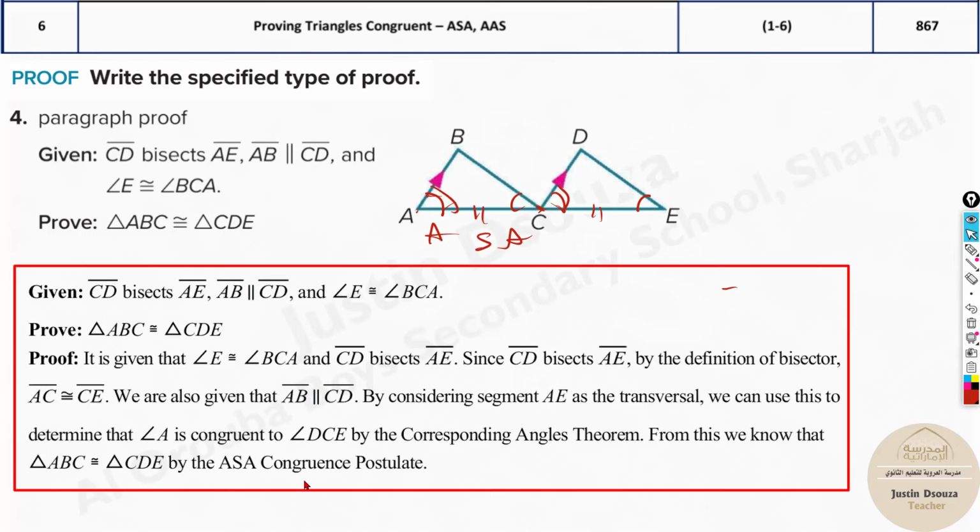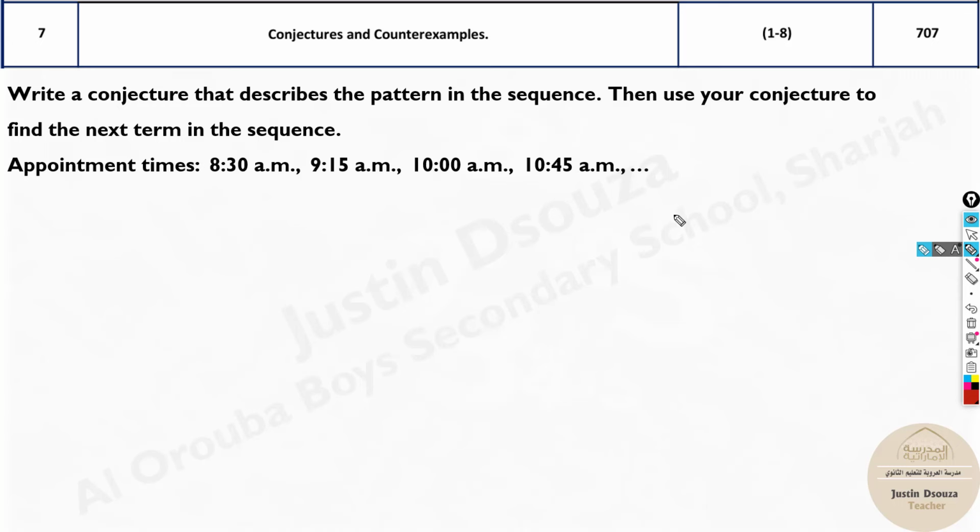Appointment times: 8:30 a.m., 9:15 a.m., 10 a.m., 10:45. What do you find between them? Is there any common pattern? You can see 8:30 to 9:15. What's the time difference? It's 45 minutes. So let's check whether this is the same throughout. Even over here it's 45 minutes. Even over here it's 45 minutes. Now what would be your educated guess for the next one? That would be, again, 45 minutes. It would be 11:30 a.m. So that would be the answer.